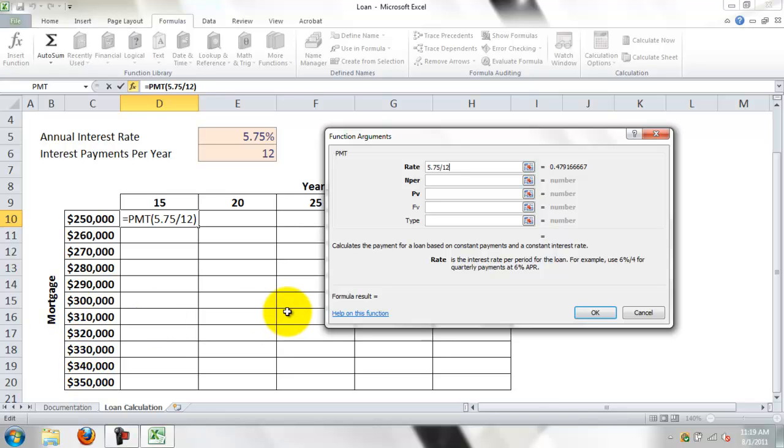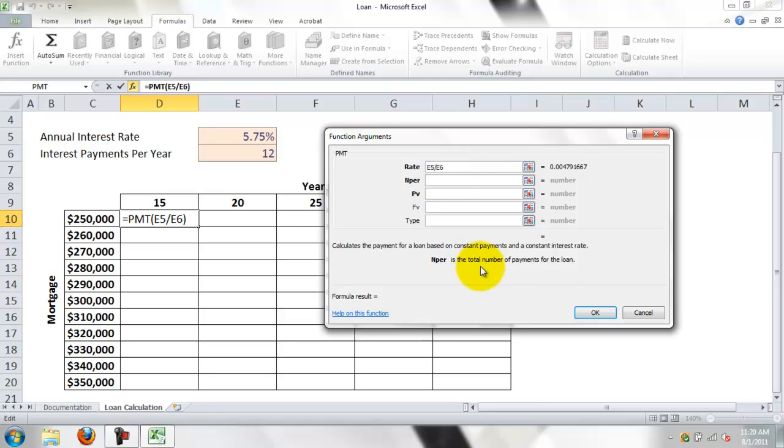So in order to do that, instead of 5.75, I'm just going to click in the cell where that value is located. Now I'm going to put divided by, that backslash key, divided by 12. And I could type in 12 here, but again, just to make a better function that copies better, I'm going to click on E6 because that's where the function location is. My number of periods I'm going to go to next.